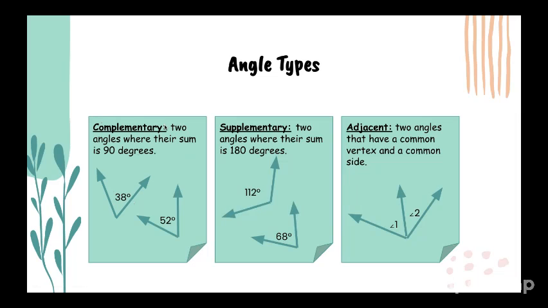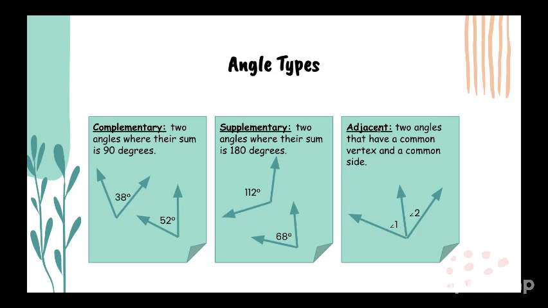Examples here. Complementary are two angles where their sum is 90 degrees. So 38 degrees and 52 degrees, if we were to add those together, that would be equivalent to 90 degrees. Supplementary angles are two angles where their sum is 180 degrees. So if we look at this a little closer, 112 degrees plus 68 degrees is equivalent to 180 degrees.